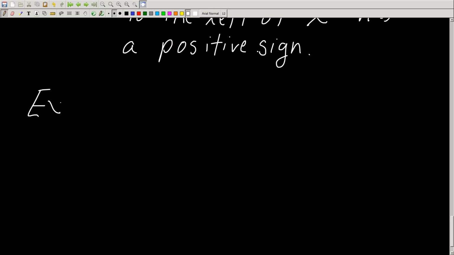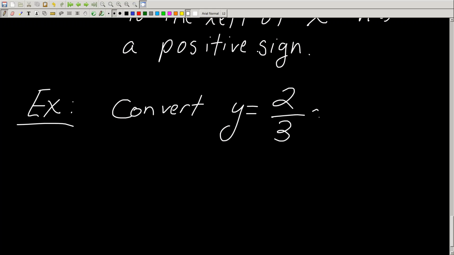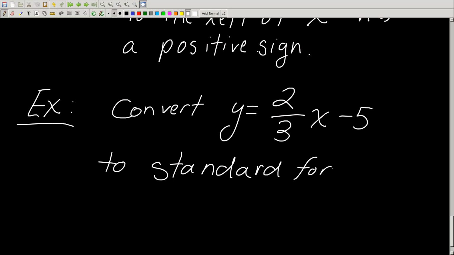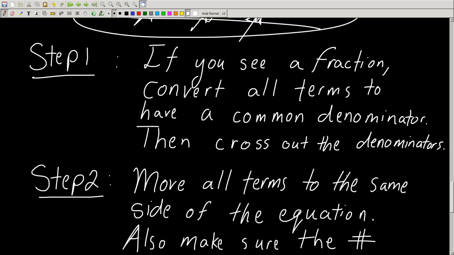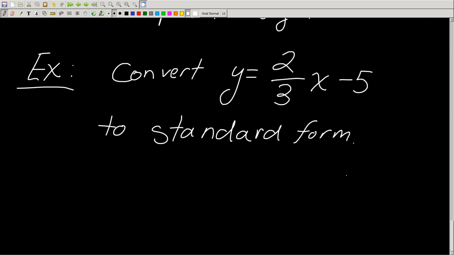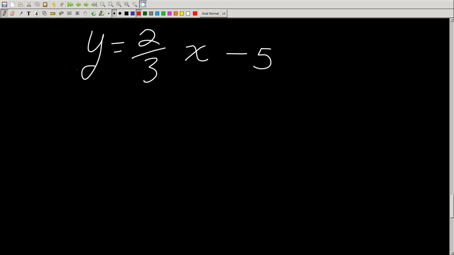So let's do some examples. Okay, let's do one example. Convert y equals 2 over 3x minus 5 to standard form. Yummy. First of all, step 1 says we have to convert all terms to have a common denominator, then cross out the denominators. Well, what are the denominators here for this y equals mx plus b? Let me rewrite it. y equals 2 over 3x minus 5. What are the denominators here?